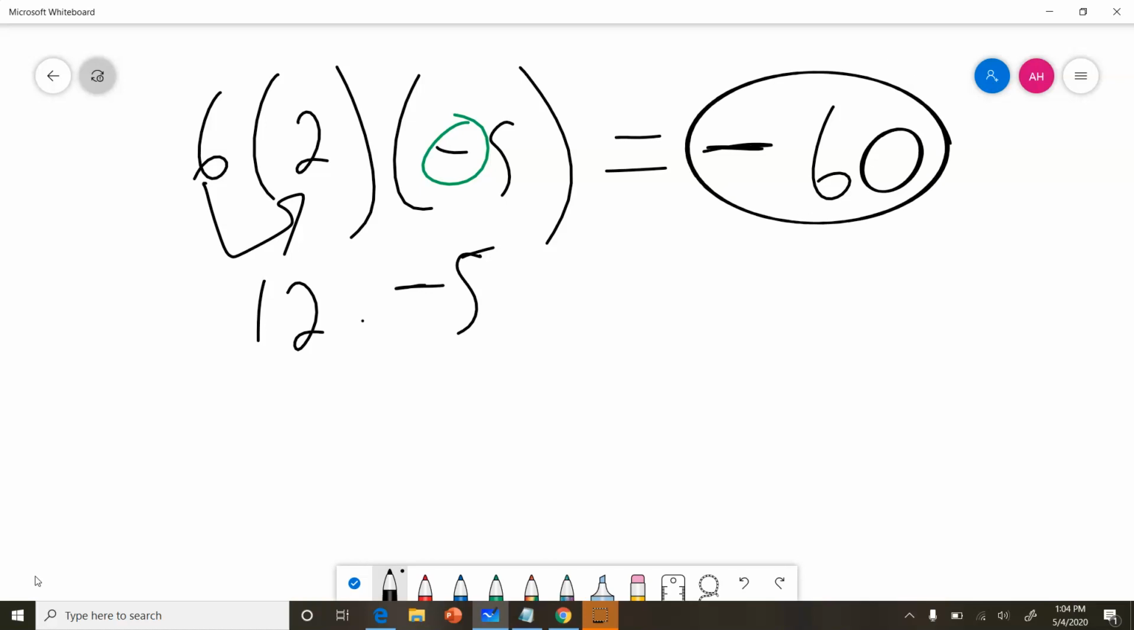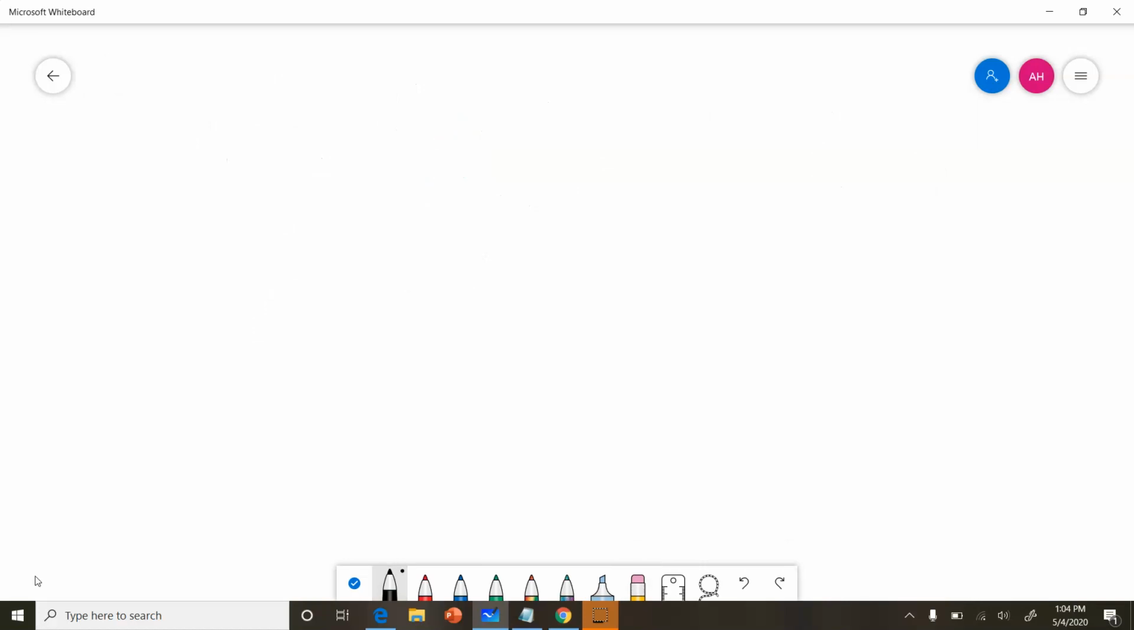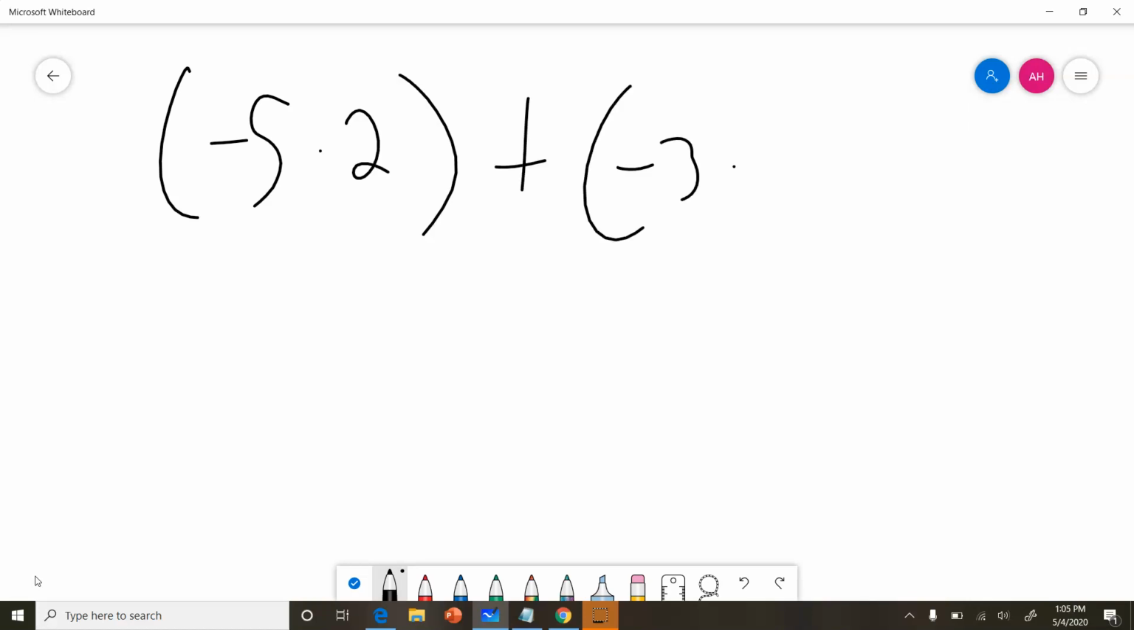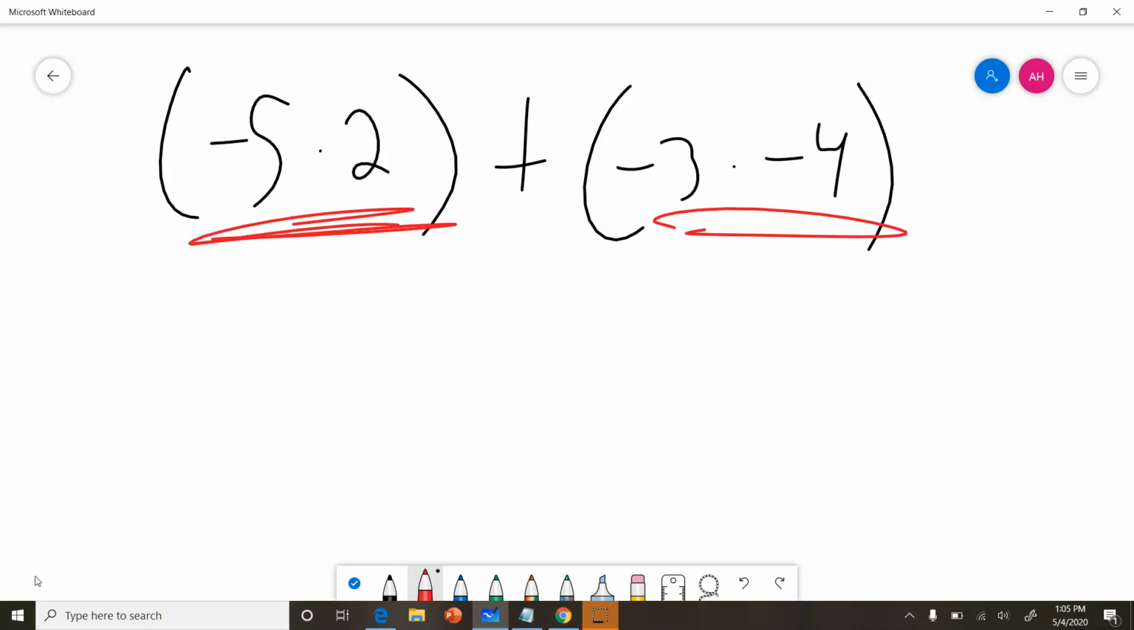Now, the only place that this gets a little harder in your homework is that they have you do multiple steps at once. So let's look at this one. They have -5 times 2 in parentheses plus -3 times -4 in parentheses. Now, again, all we do is order of operations. We do parentheses first. So I do what's in this parentheses. What is -5 times 2? Well, I got one negative sign, so I know this answer is going to be negative.